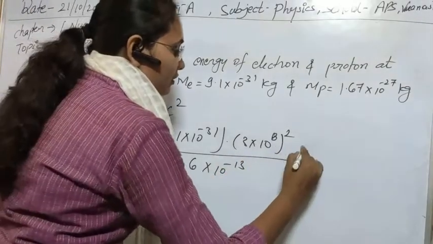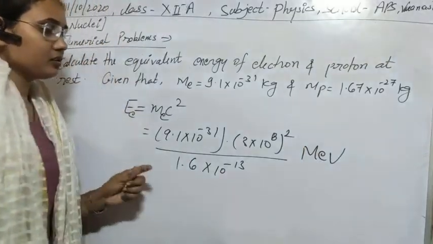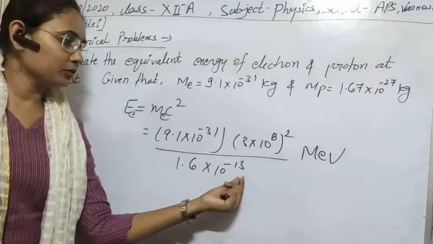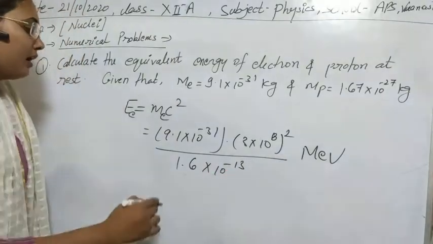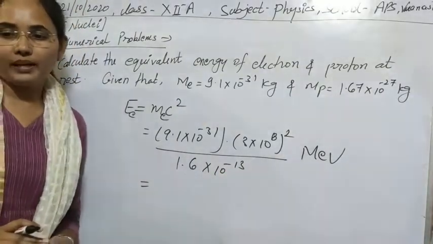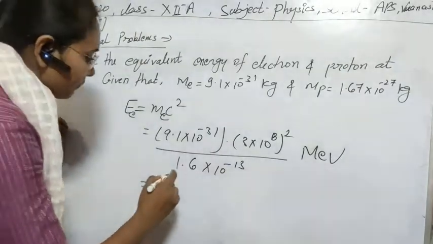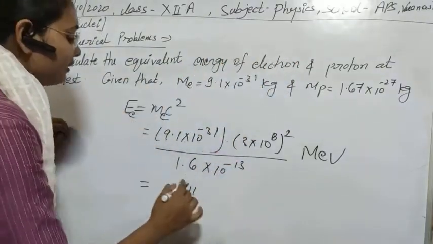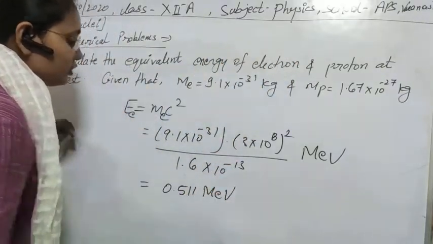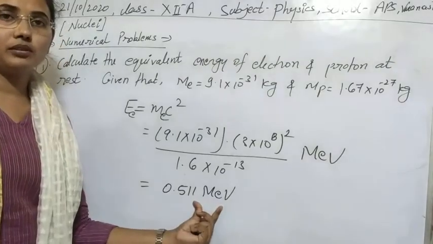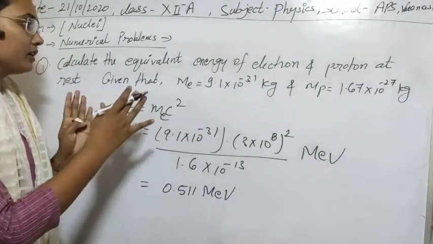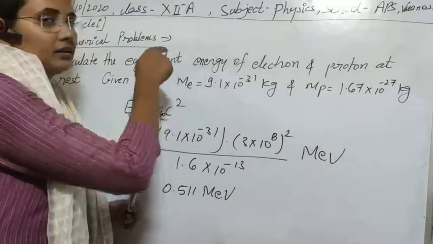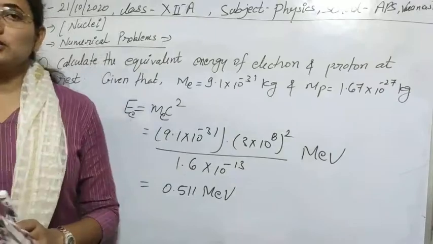For electron volt, we should divide it by 1.6 into 10 power minus 19, but for mega electron volt it will be 10 power minus 13. So after solving it, we can obtain the value of equivalent energy which the electron will have at rest. So that will come to 0.511 mega electron volt. So I think what equivalent energy is, is clear to you. Don't be confused with this name. This is nothing but the rest mass energy.